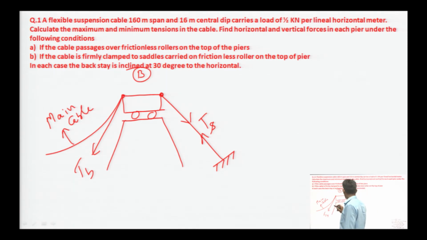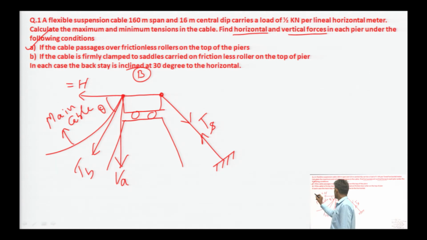So, this is the free body diagram at point B, and we need to calculate the horizontal and vertical forces as we calculated for case number A. So, resolve all the forces. This one component will be V A, and this one component will be H. Mathematically, if you want to write, find the value of theta. This value is T B sin theta, and this is T B cos theta.